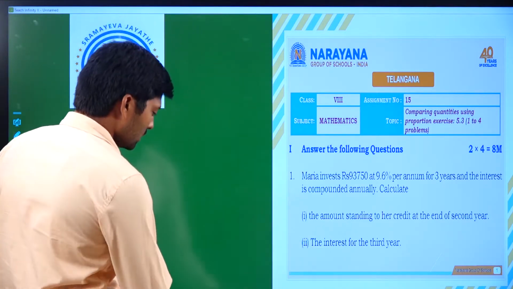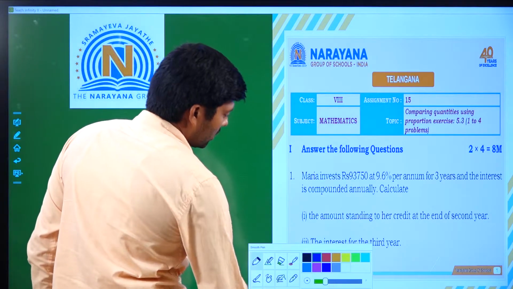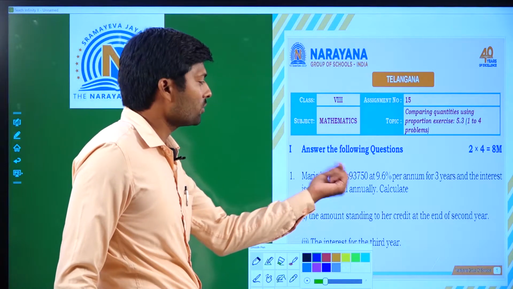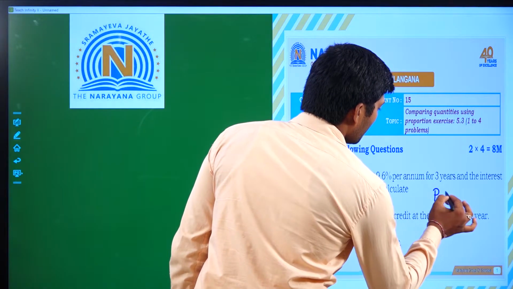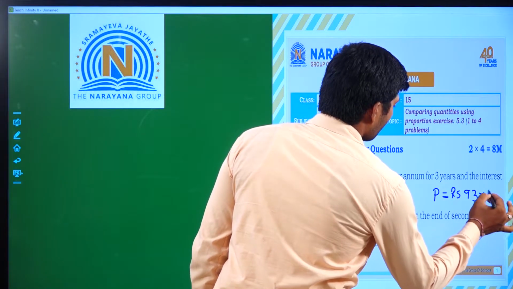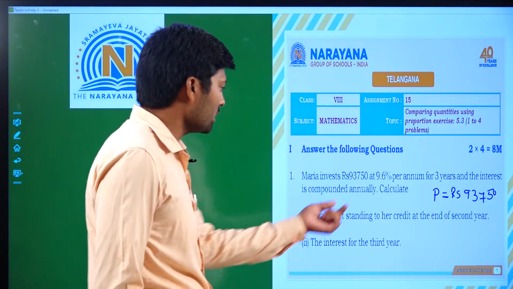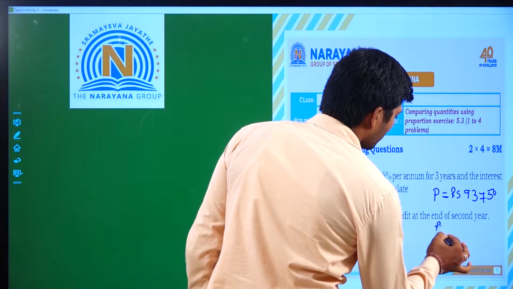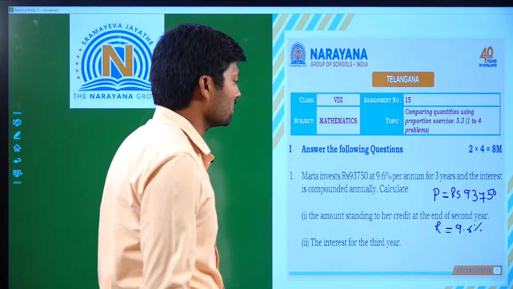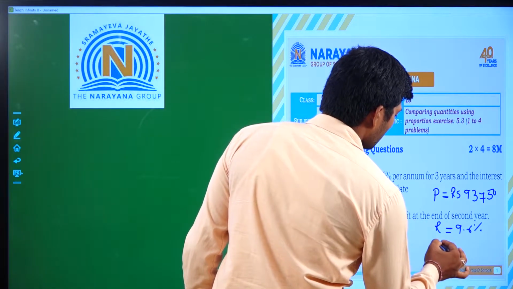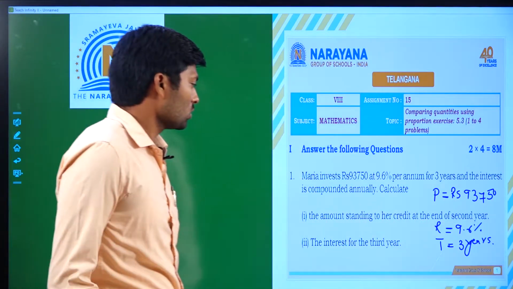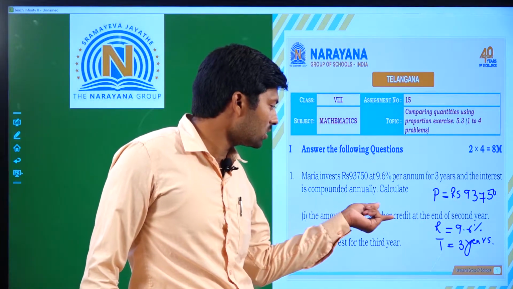So before going to this, here the principal amount we can take as P, that is 93,750 rupees. Let's take 9.6 as the rate of interest, that can be written as R is equal to 9.6 percent. Next, the time period is 3 years, so T is equal to 3 years.